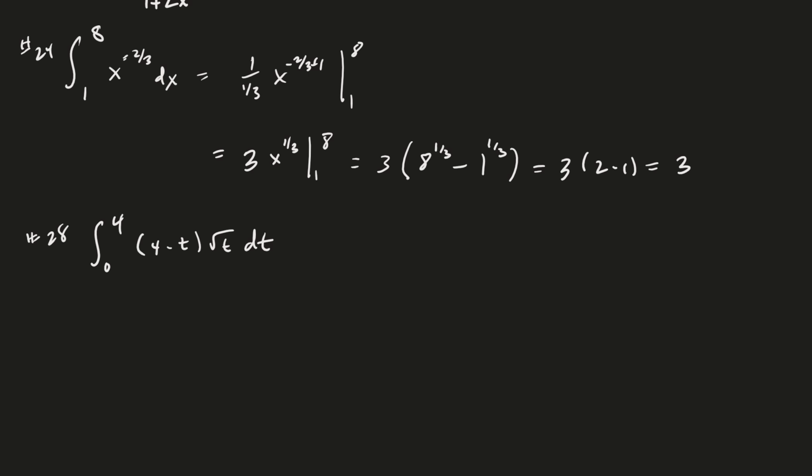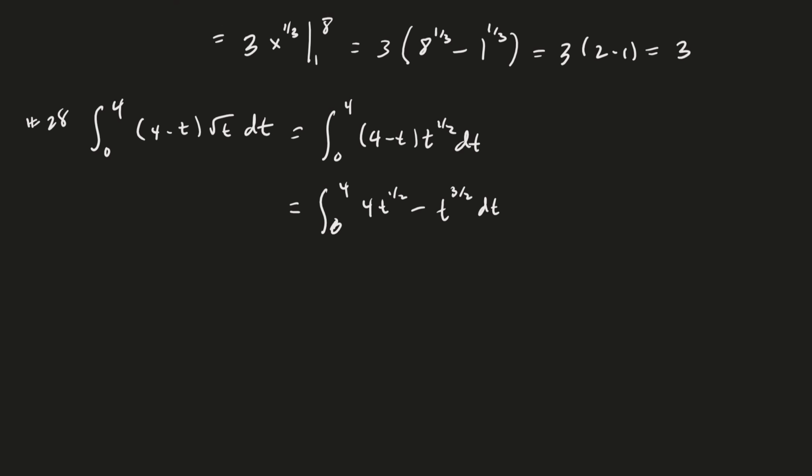Okay, so the next one, the integral from 0 to 4, 4 minus t times the square root of t dt. So some of these we're going to have to do a little bit of algebra before we can find the antiderivative. And so for this one, we're going to want to multiply through by that t to the 1/2 power, right? So we'll just go ahead and write that as 4 minus t times t to the 1/2. So go ahead and multiply that through: 4t to the 1/2 minus t to the 3/2.